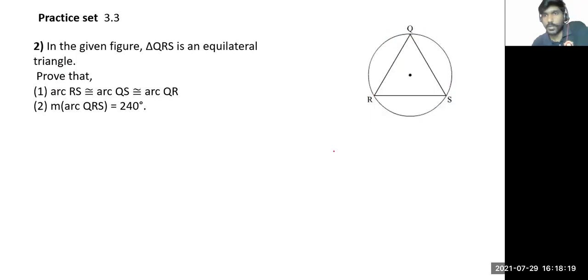So is the question clear? What has to be done? What is given? What do you have to find out? Okay, let's start with the solution.